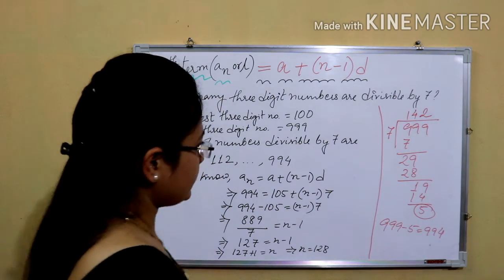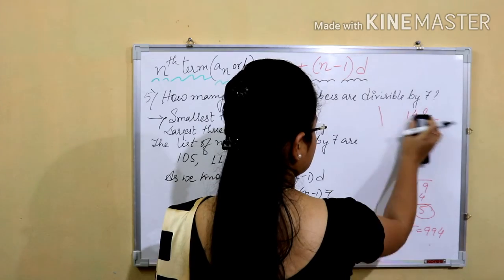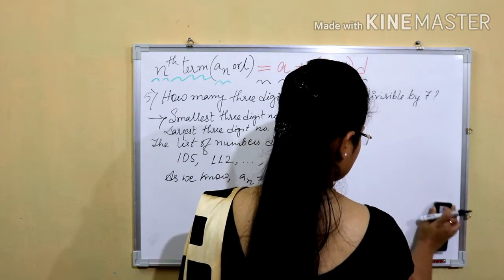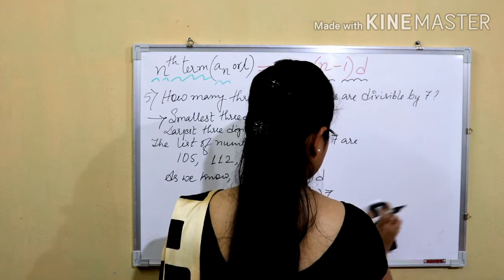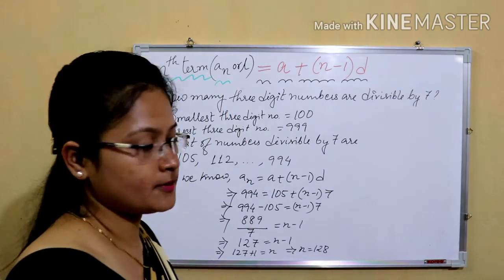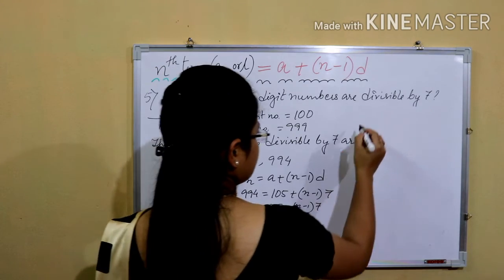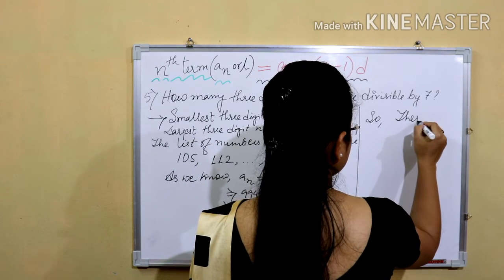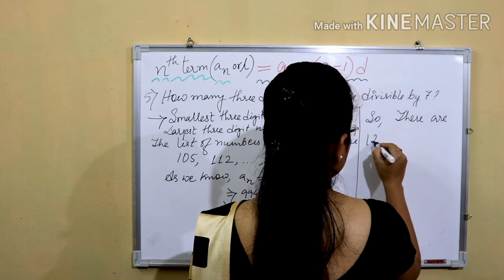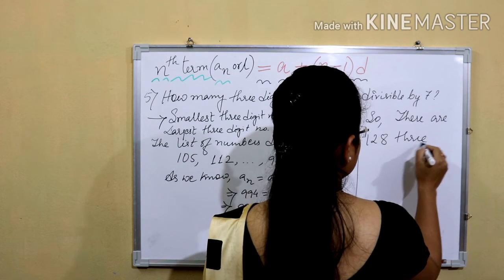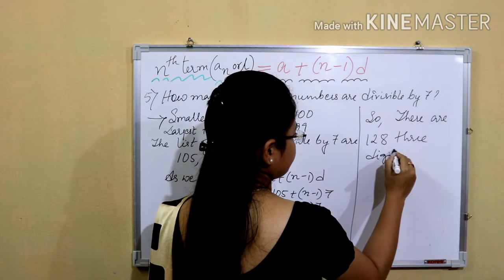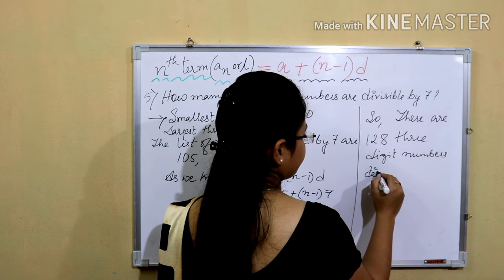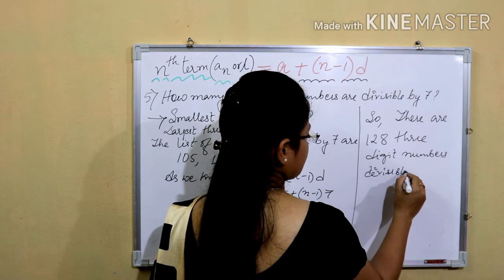If n is equal to 128, what can we conclude? That there are 128 3-digit numbers divisible by 7.